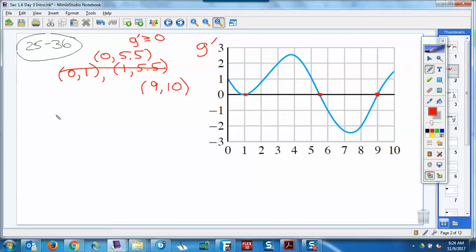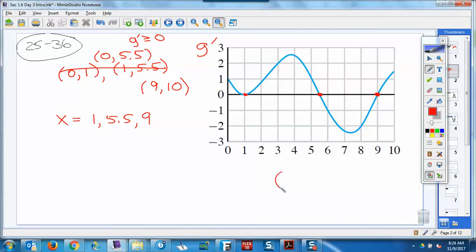And then where is G decreasing? Well, that'd be where this is below the x-axis, so 5.5 to 9. Where does G have stationary points? I want you to write it this way: x equals 1, 5.5, and 9.